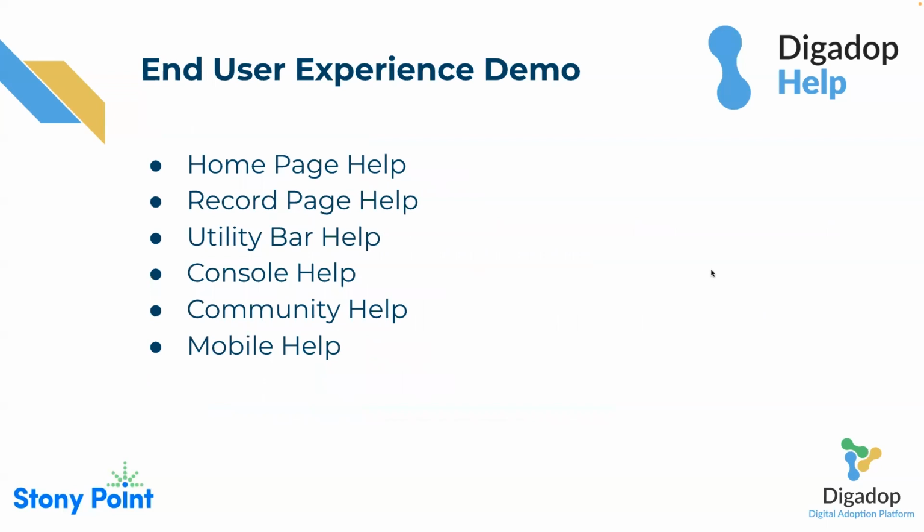So, all right, let's take a look. I'm going to do the end user experience demo now. We'll walk through what help looks like on a home page. We'll walk through what it looks like on a record page, in the utility bar, what it looks like in a console application, what it looks like on a community, and then what it would look like on mobile.